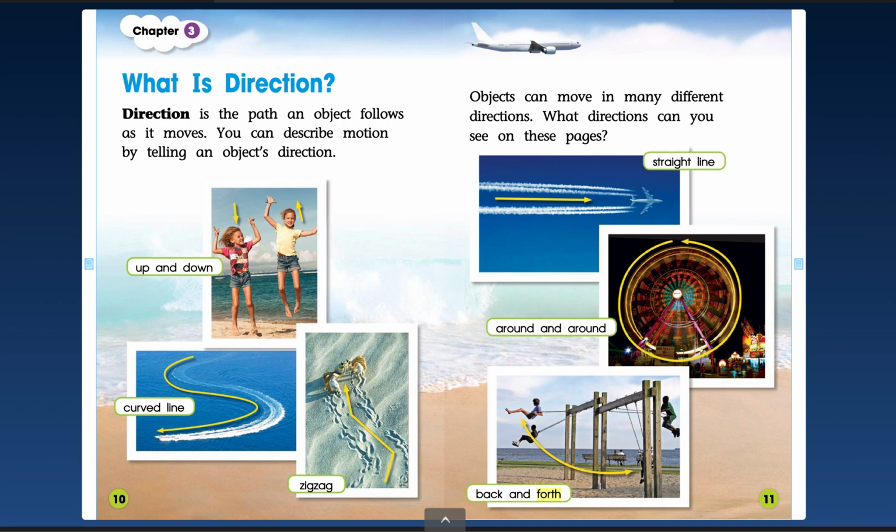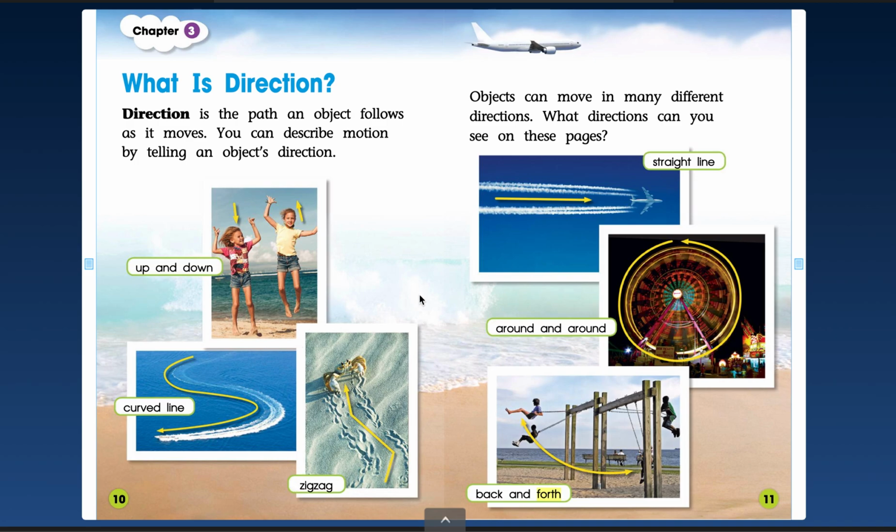All right, I want you to try these with me with your hands. Let's move our hands up and down, up and down, up and down. That's the direction. Now let's make a curved line like we're making the letter S. Make it with your hand. Move your hand in the direction of a curved line. Now let's try to make our hands in the direction of a zigzag. Go back and forth.